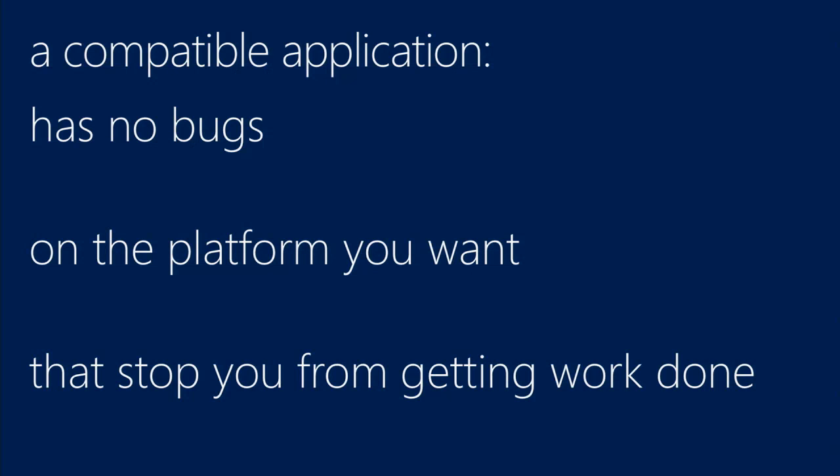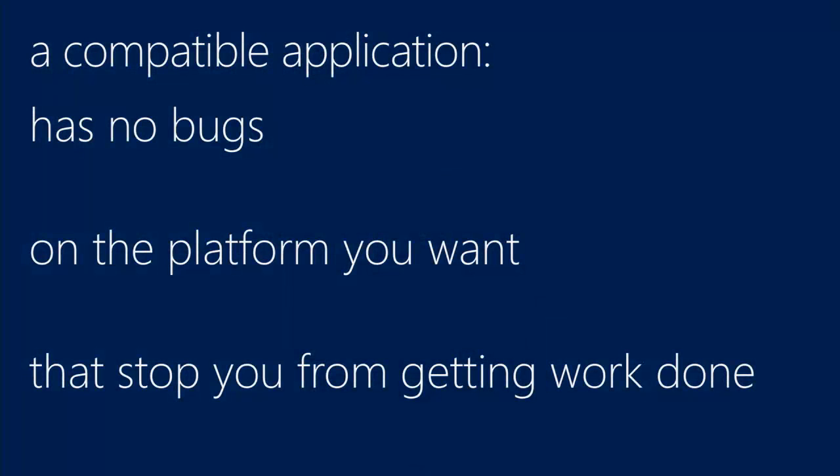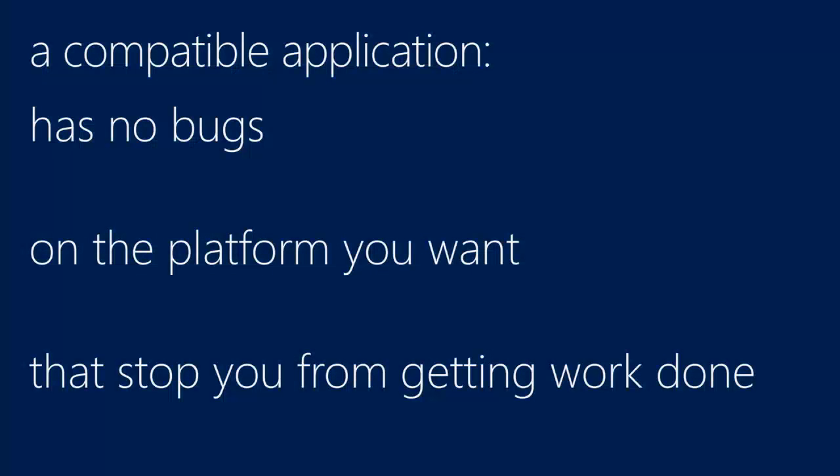What does it mean to be compatible? To be compatible, at some level, it means that your application has no bugs on the platform you want that stop you from getting your work done. Now, rather inconveniently, this jerkface, Mr. Alan Turing, proved that it was mathematically impossible to ever achieve that first bullet. It cannot be done. And he did that back in 1936. Incidentally, that's the first time that Alan Turing has been referred to as a jerkface in all of recorded history. It can't be done. So the focus gets on that stop you from getting your work done.